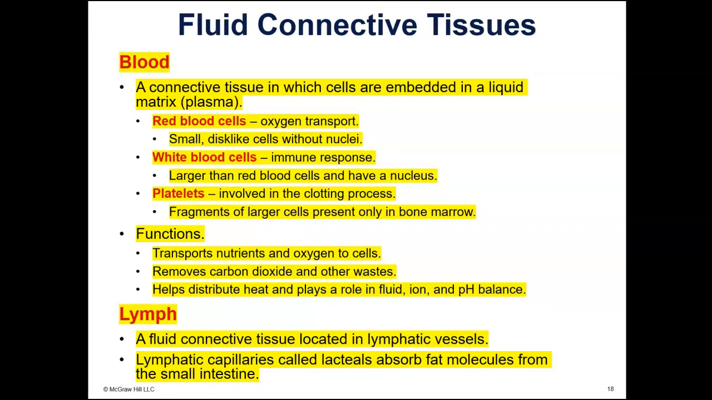Then our fluid connective tissue is blood and lymph. Neither of these have protein fibers at all. Blood has red blood cells, white blood cells, and platelets, and then the matrix is called plasma. Lymph is a fluid connective tissue that we find in lymphatic vessels.